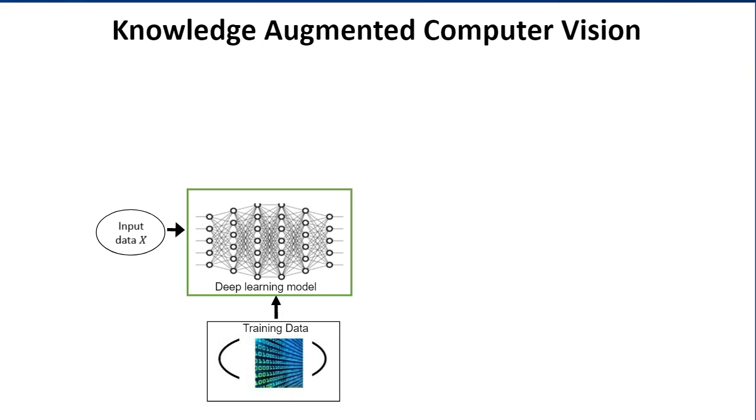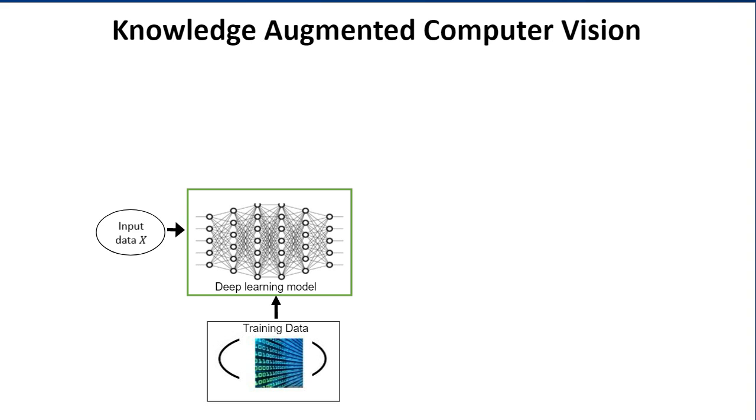So this is a visual illustration of knowledge augmented computer vision. Traditionally, we have a deep model, right? We have input, then we have bottom-up training data. This training data is used to train the deep model.